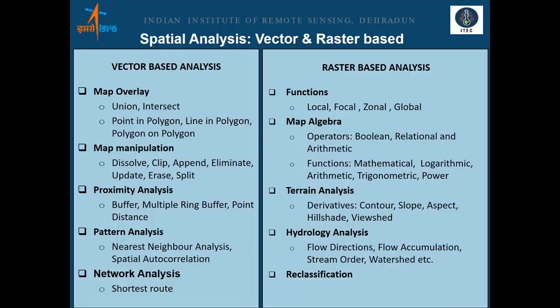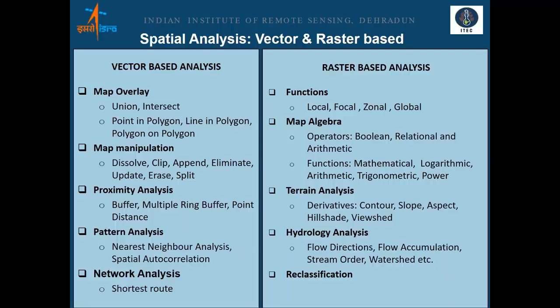You can apply a zonal operation, which means only in a defined area or in a given category you want to apply this operation. And global means you are applying the operation on the entire image. So these types of functions one can directly apply and make use of.